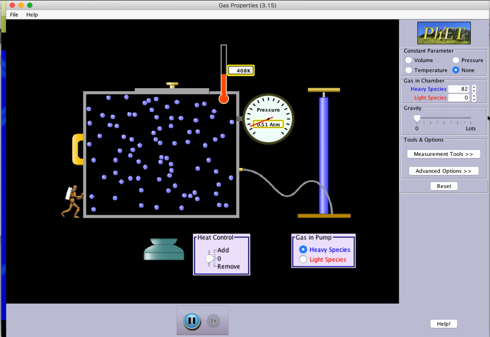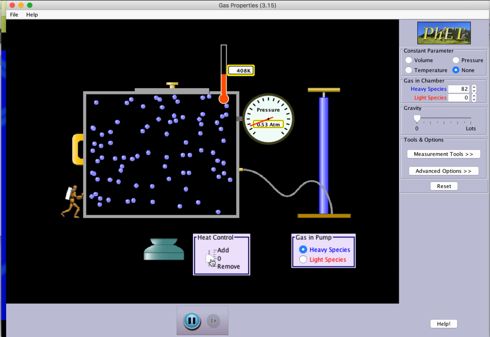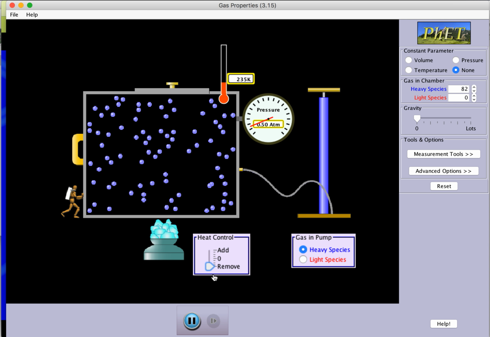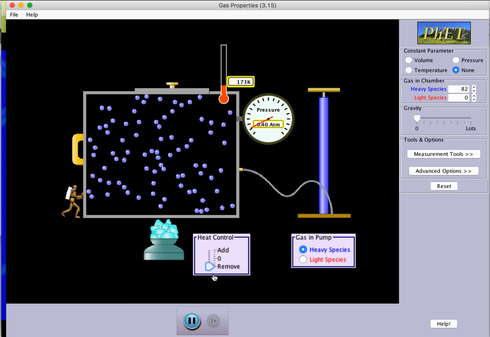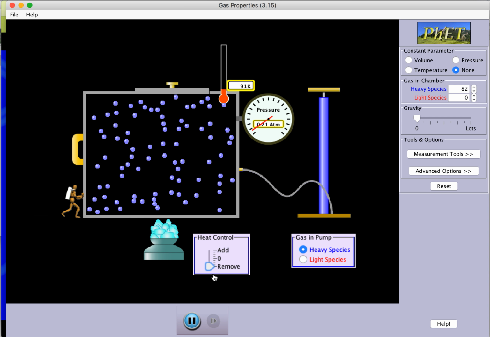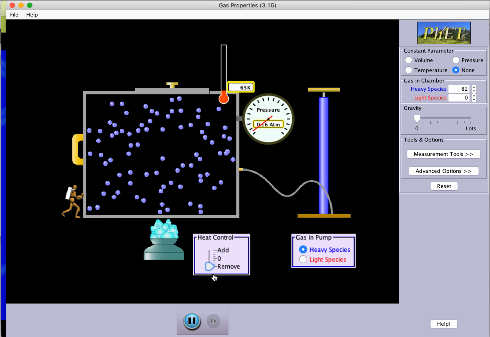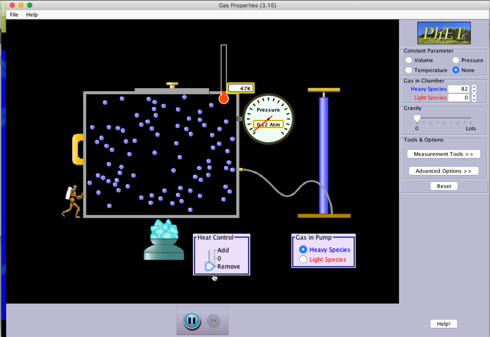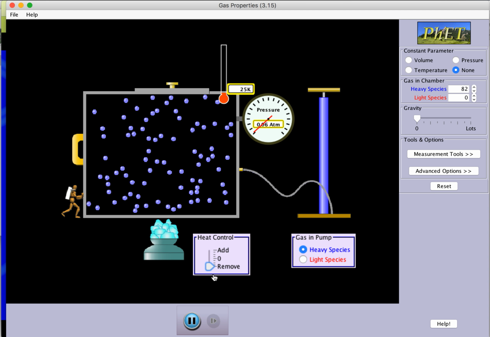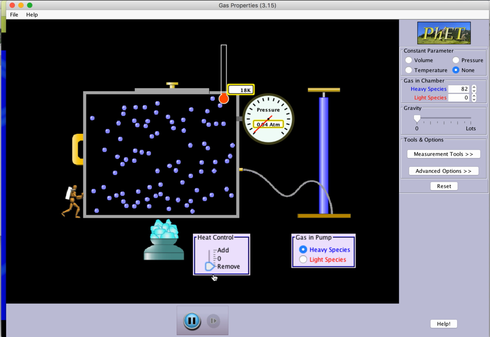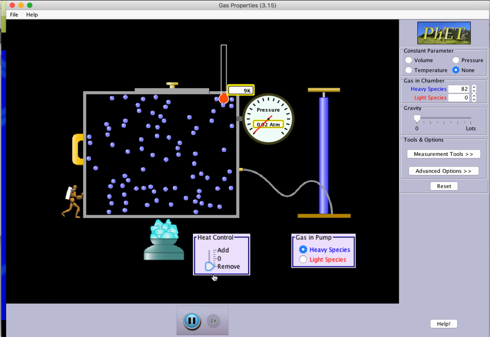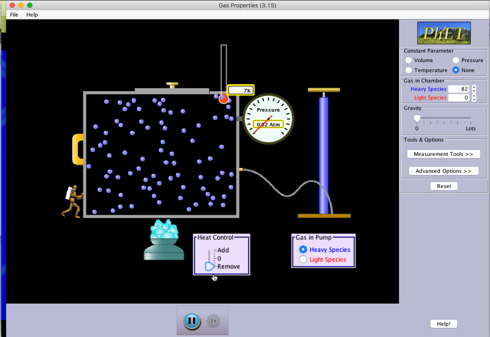Let's see if we can get it to go in our simulation. So I'm going to take these particles and just keep adding the cold, bringing my temperature down lower and lower. You can see that the particles are going slower and slower. At absolute zero, these particles would be moving zero. They would have no movement whatsoever. You can see they're still vibrating. They're still traveling in straight lines unless they collide with something or each other.